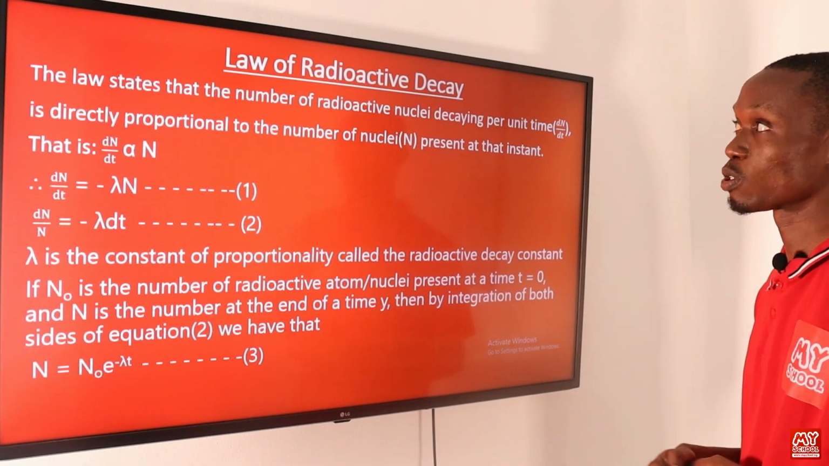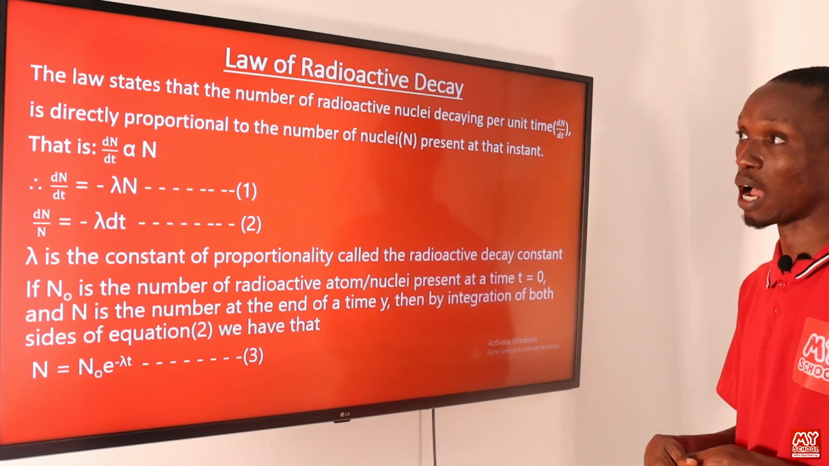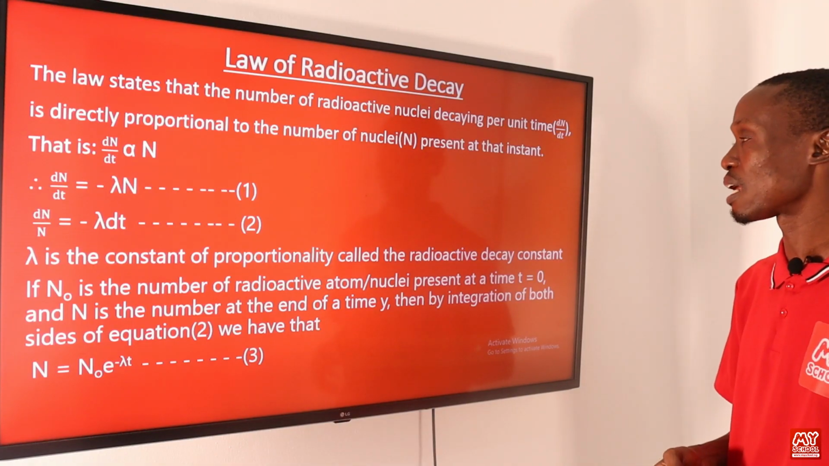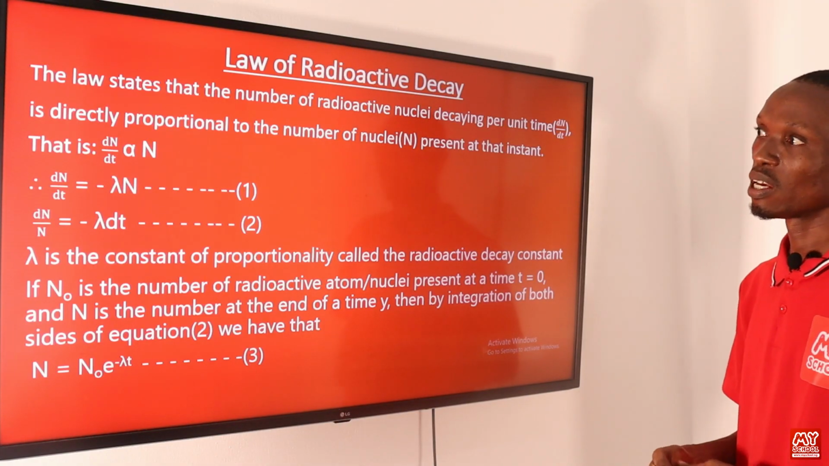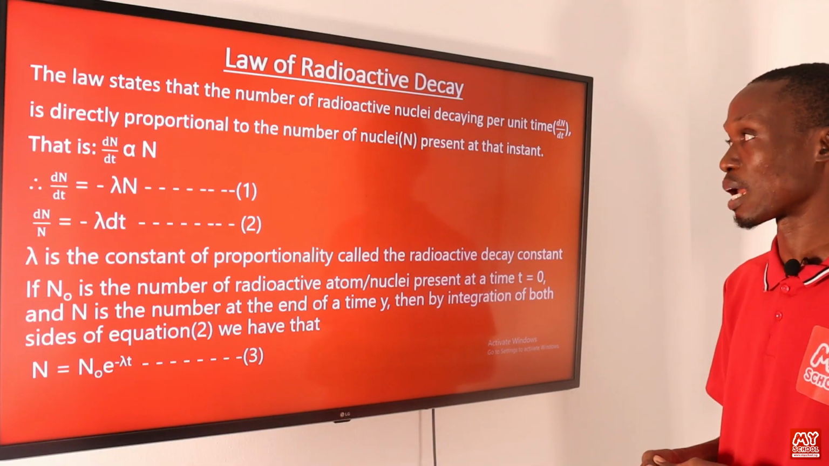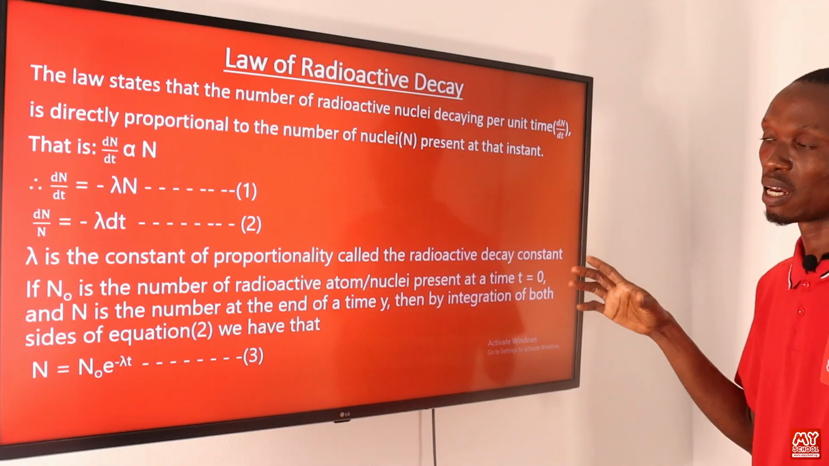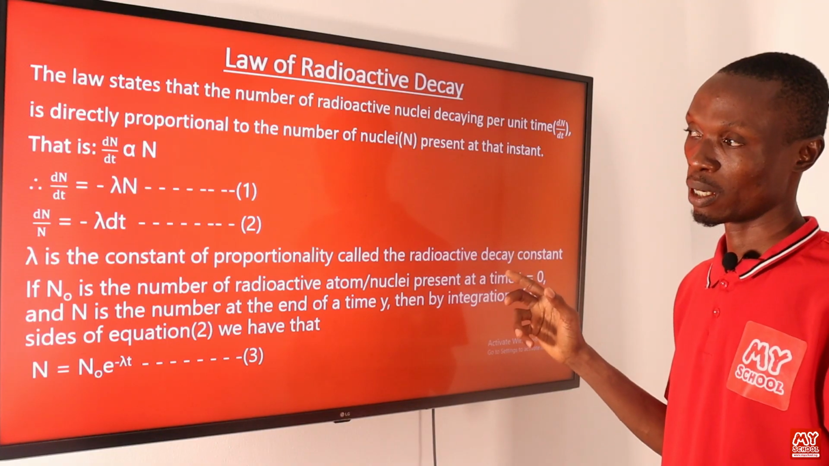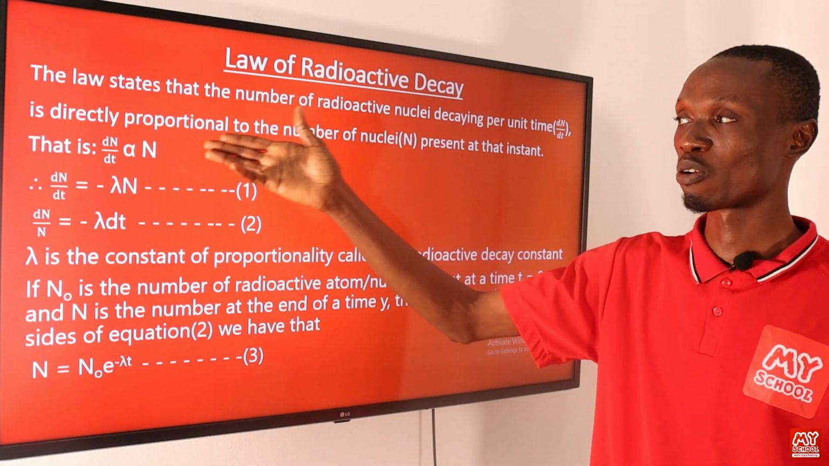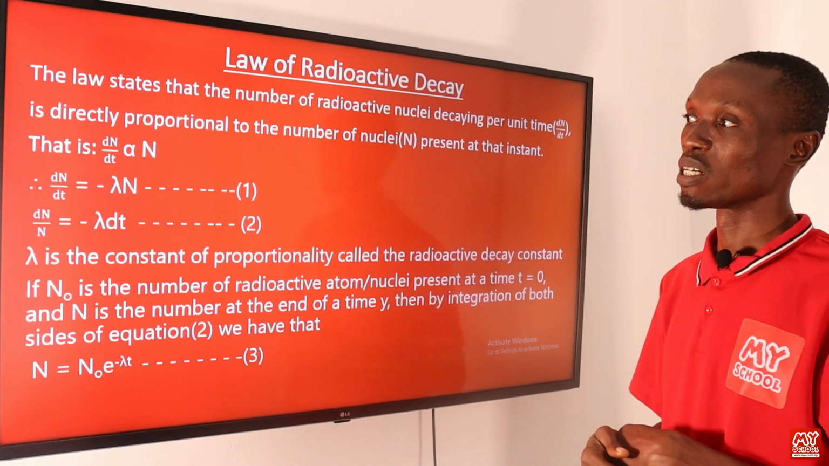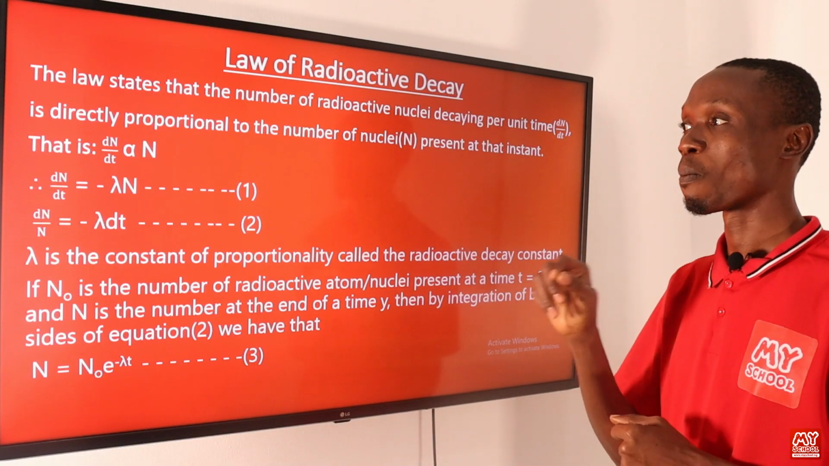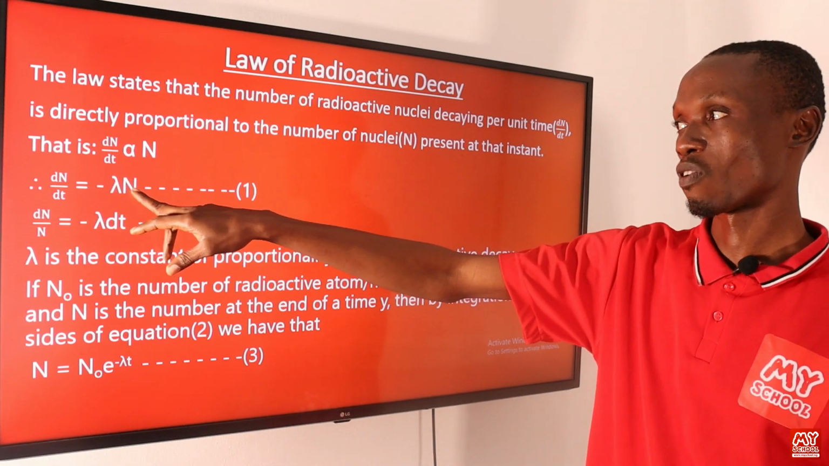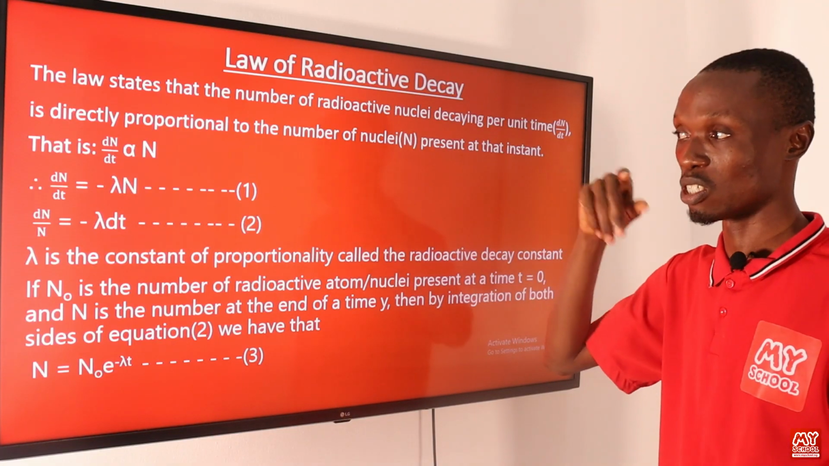On the next slide, we are going to be discussing the law of radioactive decay. The law states that the number of radioactive nuclei decaying per unit time is directly proportional to the number of nuclei N present at that instant. That is, dN over dt is directly proportional to N. Remember this is just a relationship, so we cannot really do anything with it. Therefore dN over dt is equal to minus lambda N, and we call this equation 1.